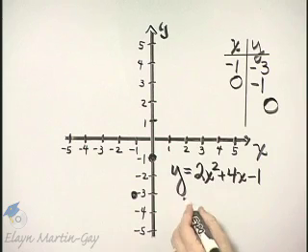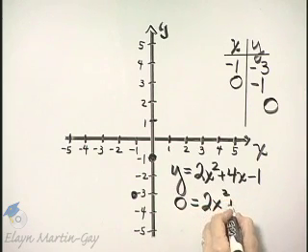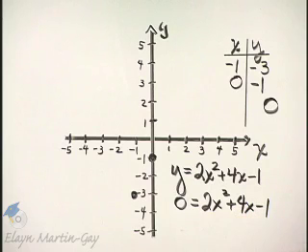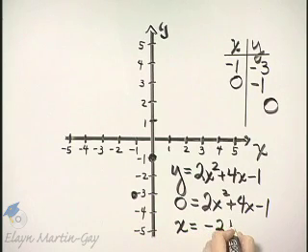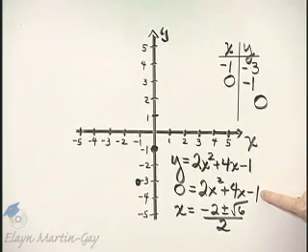Now, if you let y be 0, then you are solving this equation. Now, this equation cannot be solved by factoring. If you use the quadratic formula, you're going to have the following when you solve. You'll have that x is equal to negative 2 plus or minus square root of 6 all over 2. Now that's by using the quadratic formula on this equation.